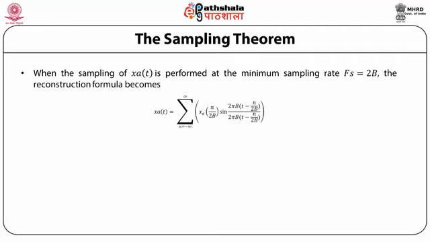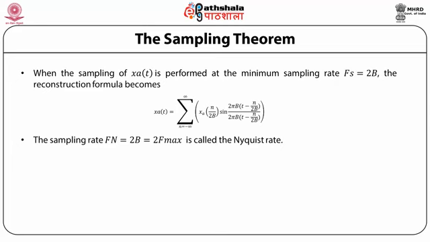x_a(t) equal to summation n equal to minus infinity to infinity over x_a(n/2B) multiplied by sine of 2 pi B (t - n/2B) divided by 2 pi B (t - n/2B). So the sampling rate Fs equal to 2B equal to 2 F max, which is called the Nyquist rate.